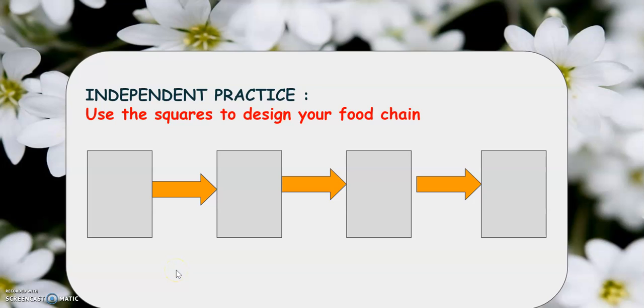Independent practice. This is the step when we ask the students to apply what they already understand in the lesson by creating or designing their own food chain. This is individual practice. They can add one more square, or if they want to use just three of them, it will be okay.